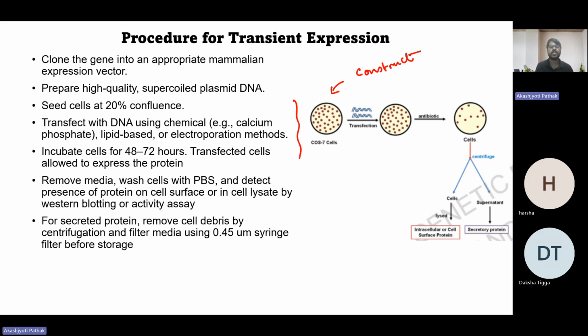So these are the steps. You will understand these things better if you have the chance to work in a cell culture lab, rather than me making you understand. So how do you do this transfection? There are different protocols, but you will not be able to remember the protocol unless you do them on your own.